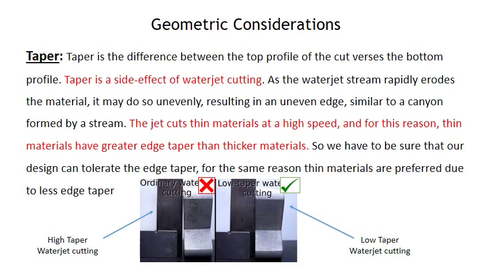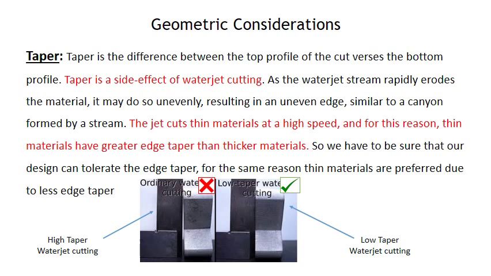The first guideline in the section of geometric considerations is taper. Taper is essentially the difference between the top profile of the cut versus the bottom profile, and taper is a side effect of water jet cutting. As the water jet cutting stream rapidly erodes a material, it may do so unevenly, resulting in an uneven edge, similar to the canyon formed by a stream.